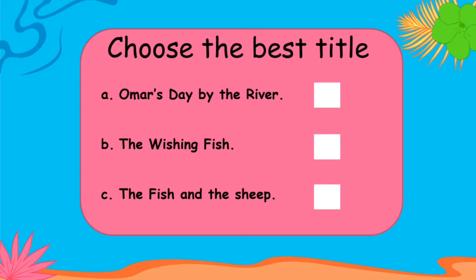Okay, for the first one, Omar's Day by the River. Do you guys think this is the best title for the story? No? Yeah, I think so. Okay, what about B? The Wishing Fish. What do you guys think about B? Is it suitable for the story? Is it the most suitable title for the story?